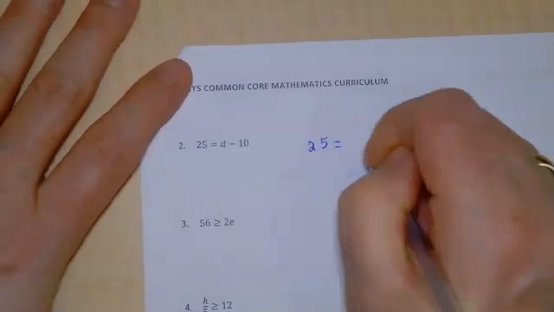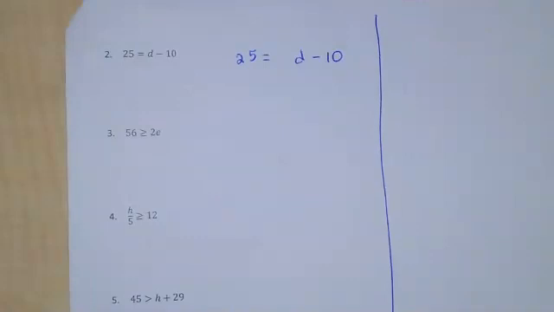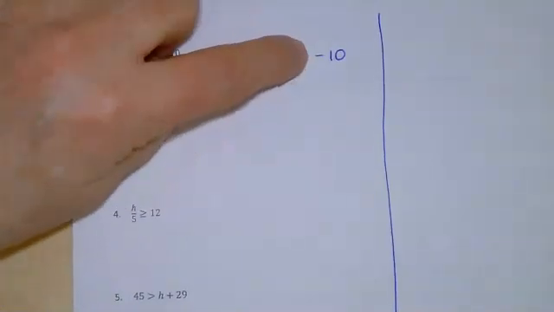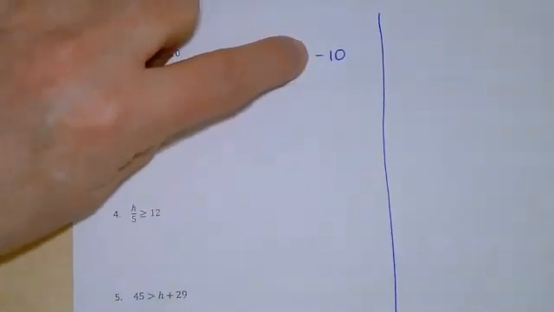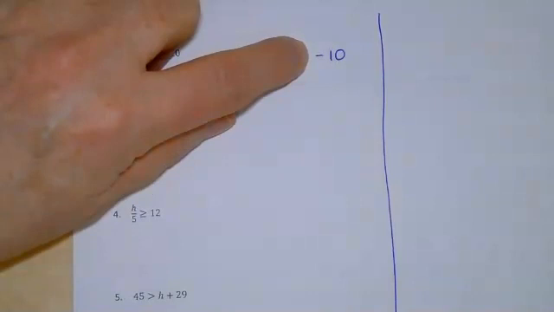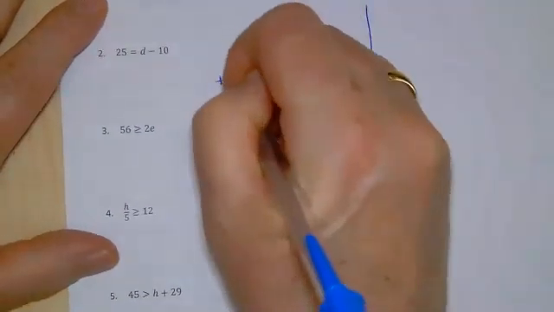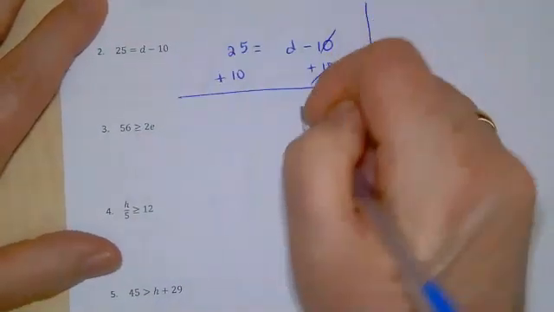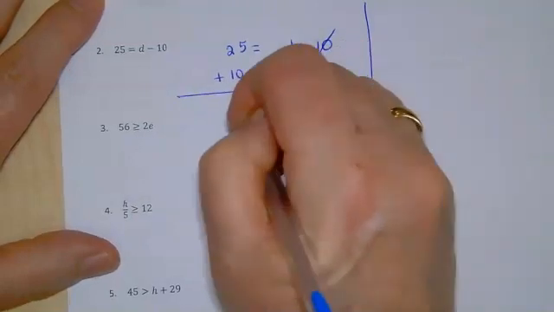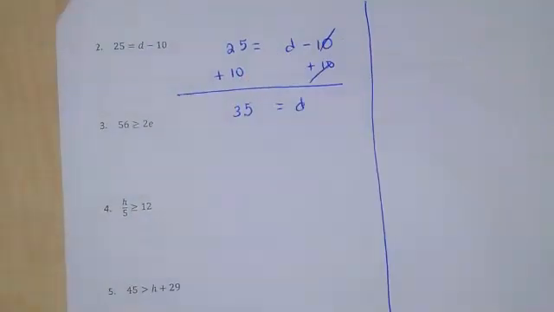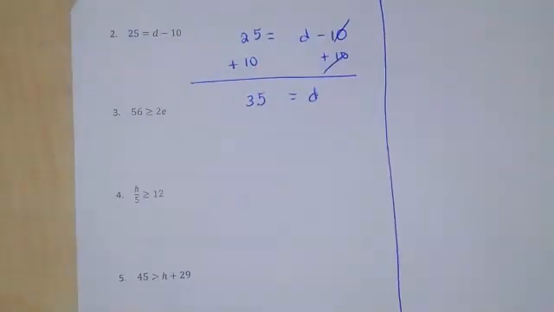25 equals D minus 10. If I want to get D all by itself, I have to get rid of minus 10. How do I do that, Anna? Plus 10. On both sides. Does that make sense? Yeah. Okay.